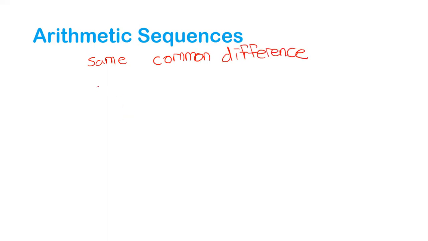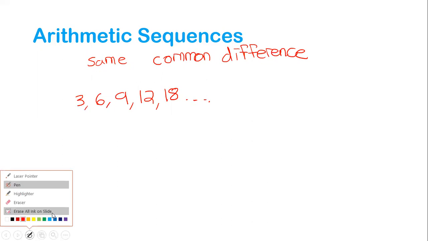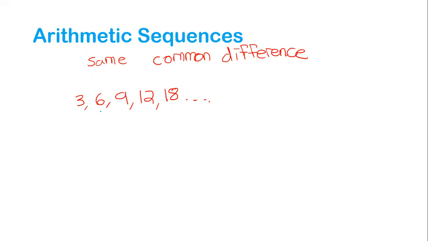What does this mean? Well, if we had a sequence such as 3, 6, 9, 12, 15, and so on, what is the common difference? Well, here it's 6 minus 3, which is 3. 9 minus 6, 3, 3, and so on. So these are the differences, and since they are the same, we know that it is an arithmetic sequence.